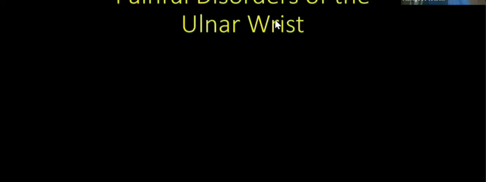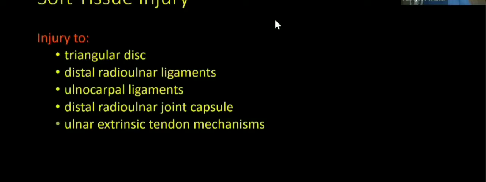The painful disorders of the ulnar wrist could result from soft tissue injury. When we talk about soft tissue injury, we are referring to the TFCC, the radioulnar ligaments, the dorsal and the volar radioulnar ligaments, the ulnocarpal ligaments, the capsule of the distal radioulnar joint, as well as the extrinsic tendons and mechanisms. Any of these could result in pain and dysfunction of the DRUJ. So this is the subset of soft tissue injury.